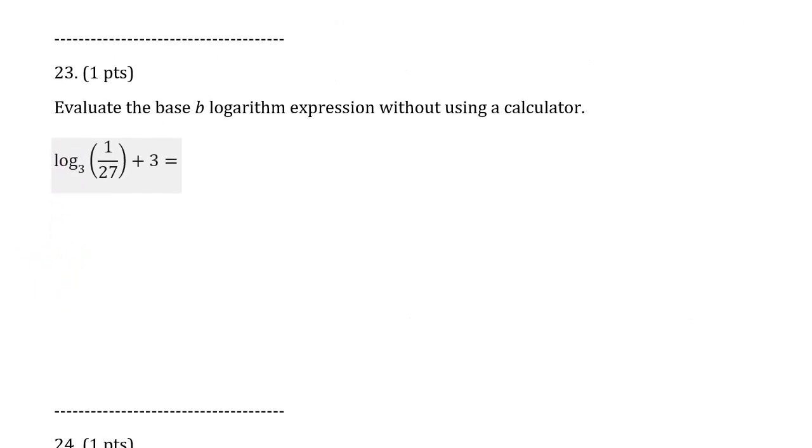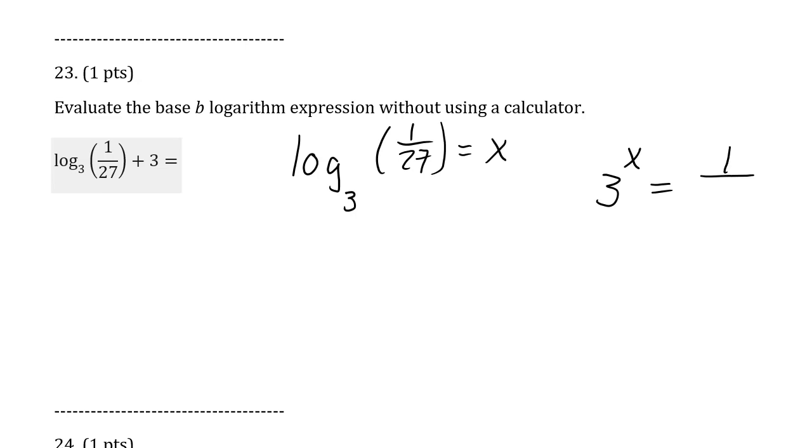Now we want to evaluate the base b logarithm expression, again without using a calculator. In this case, the plus 3 is not a part of the log. So what I'm going to do first is evaluate the logarithm base 3 of 1/27 by setting it equal to x. This means that I have 3 raised to the x power equal to the answer of 1 over 27.